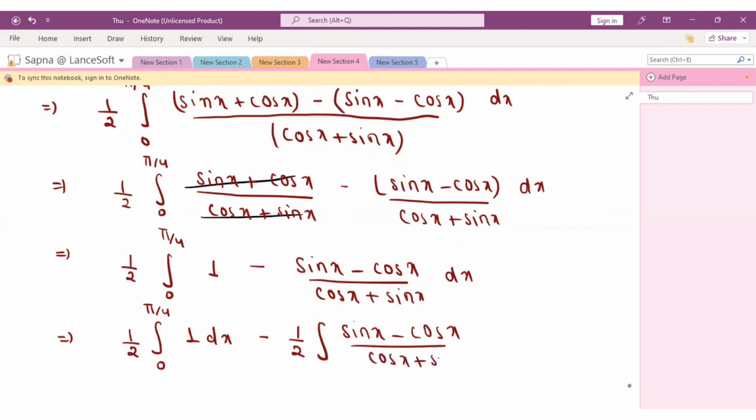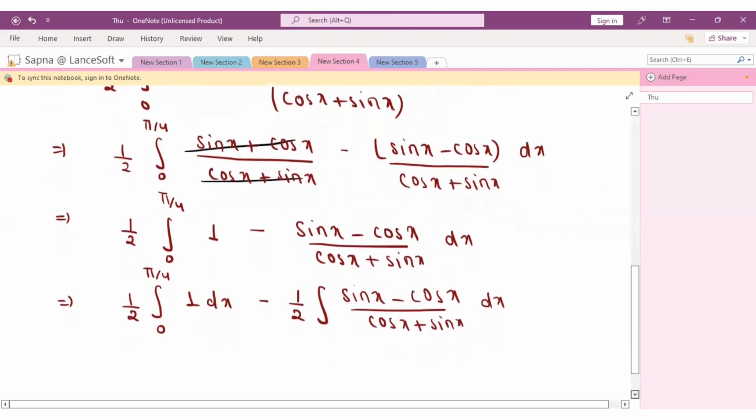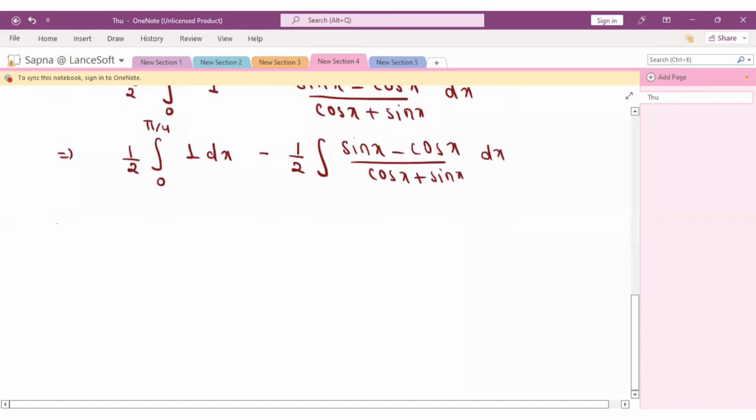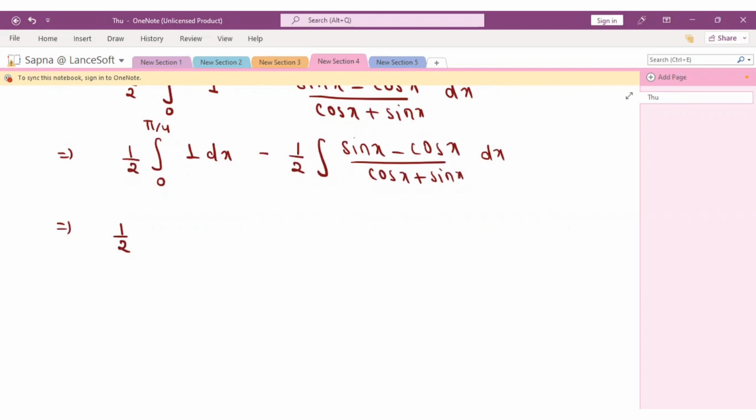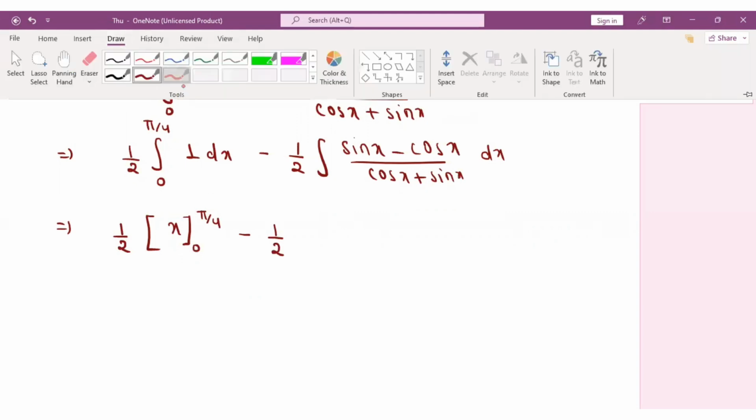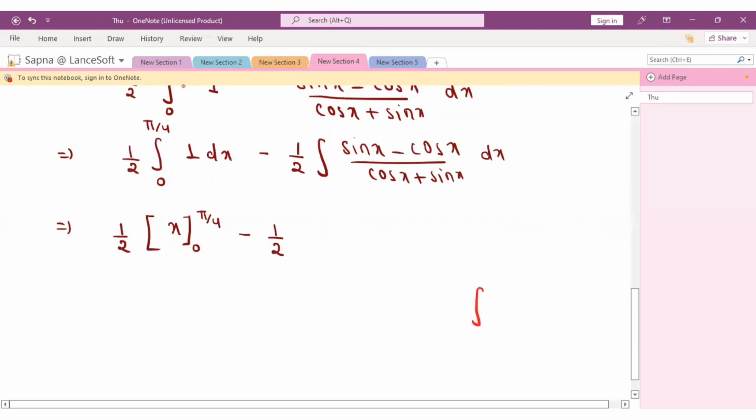Now let us move ahead to our next step. We all know the integration of 1, right? Integration of 1 is x, because we are doing it with respect to dx. So half, and then the integration of this will become, directly we can write down x, and of course we have to write down the limit, which is going from 0 to pi by 4. Now minus half, and I have forgotten to write down the limits, so please write down the limits 0 to pi by 4 in the above step.